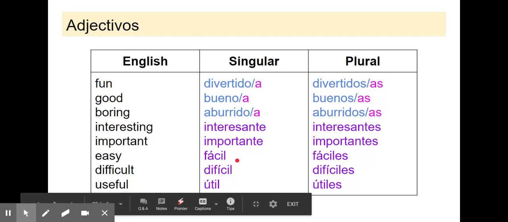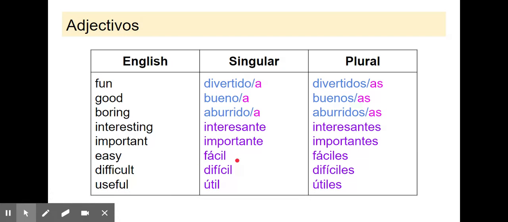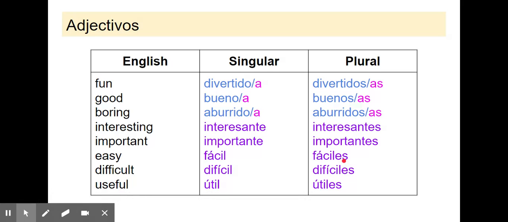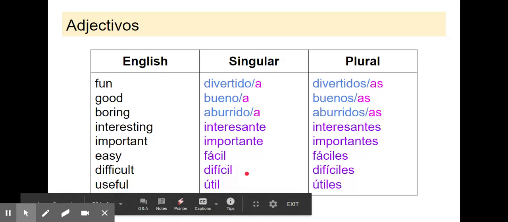Easy is fácil. And again, because it ends in a consonant, it's not going to change for masculine or feminine. You can describe la historia as fácil, and you can describe el dibujo as fácil. If you want to make it plural, you have to add an ES and it becomes fáciles. So las matemáticas son fáciles. Maths are easy. Difficult is difícil.